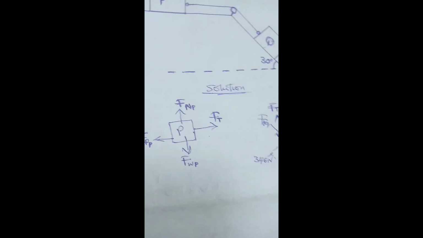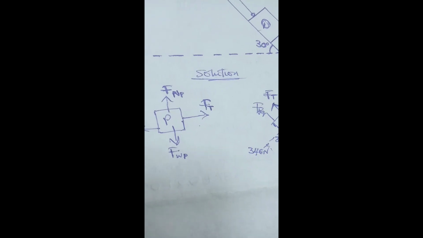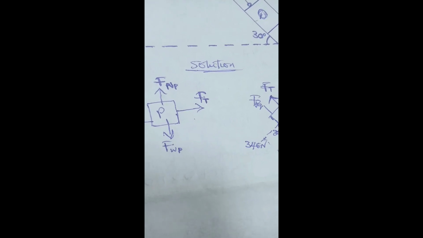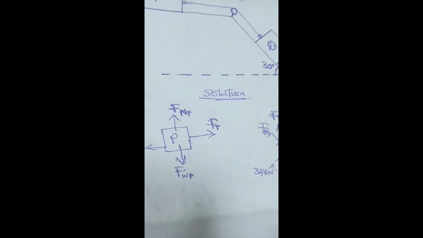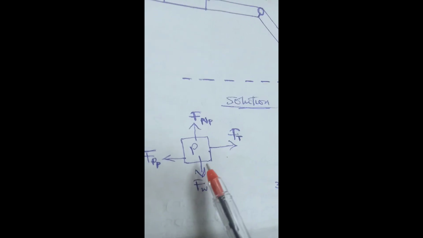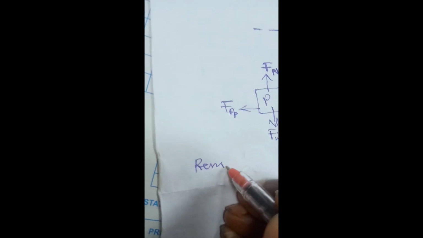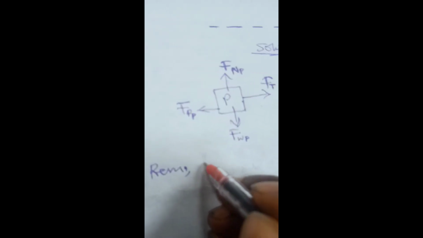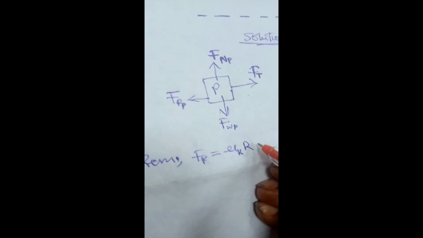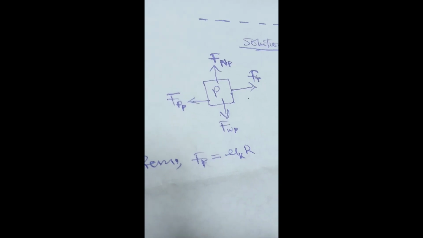Now let's calculate the friction opposing each of the blocks in the diagram. If we are to calculate the friction opposing the movement of P, remember that friction F_f is equal to the coefficient times the normal reaction force, which is the same thing as your FNP and FNQ.